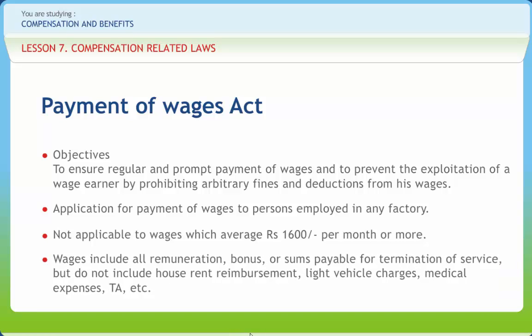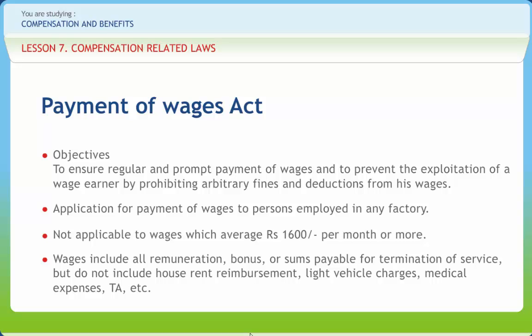Wages include all remuneration, bonus, or sums payable for termination of service, but do not include house rent reimbursement, light vehicle charges, medical expenses, TA, etc. The central government is responsible for enforcement of the Act in railways, mines, oil fields, and air transport services, while the state governments are responsible for it in factories and other industrial establishments.